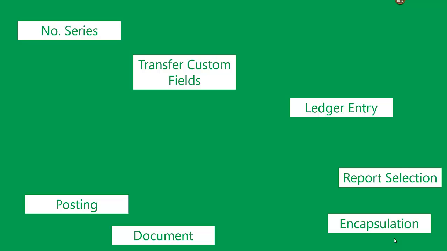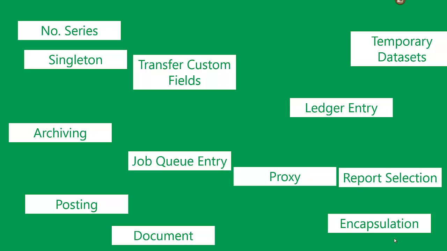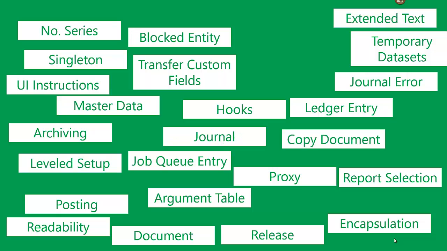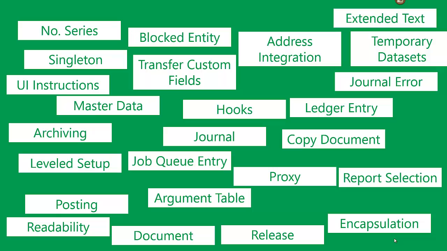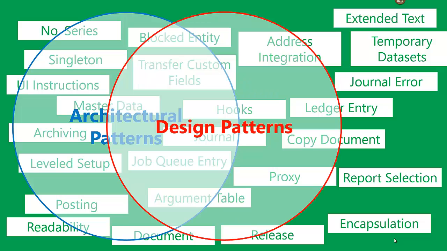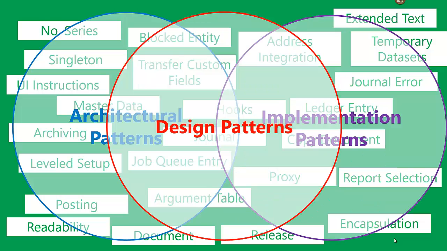When we look at the patterns that have currently been documented, experienced NAV developers recognize many of them, such as documents, number series, and copy document. We can categorize the patterns into architectural patterns, design patterns, and implementational patterns. Architectural patterns are the bigger elements of the software, such as tables and posting code units. Design patterns are the smaller elements that belong to them, such as number series, blocked entity, and address formatting.